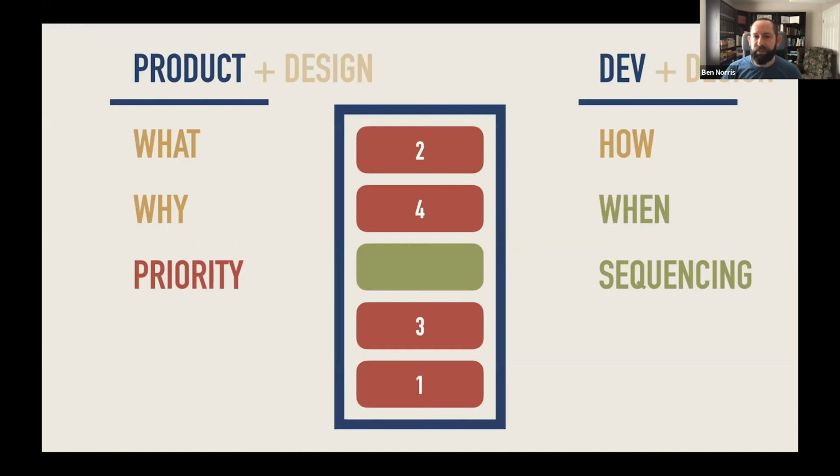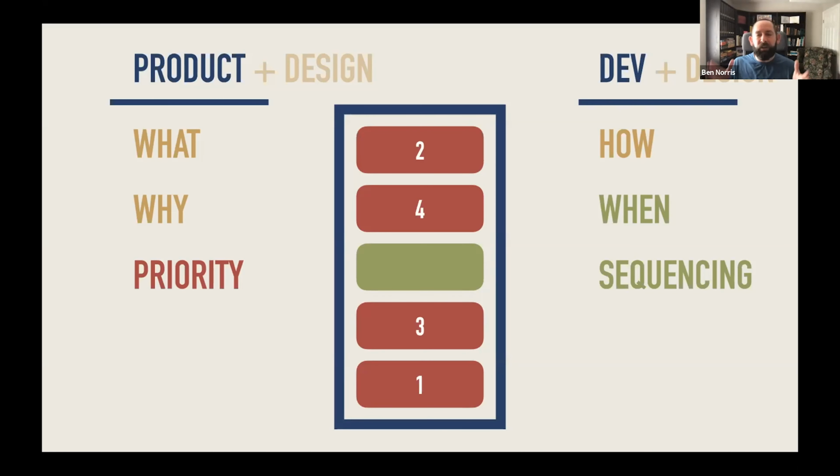Great, hopefully that was helpful. Again, just wanted to summarize this and remind you of the different responsibilities. As we look at coming up with a process, at structuring our work, product and design need to be responsible for determining the what and the why. Product is responsible for the priority, and engineering or development together with design should determine the how, and then engineering alone should decide the when and the sequencing.